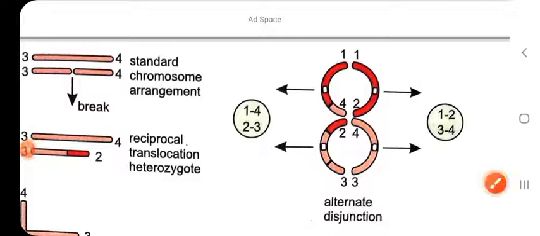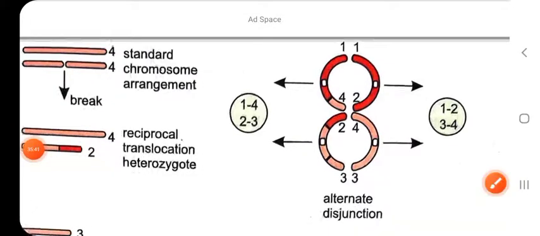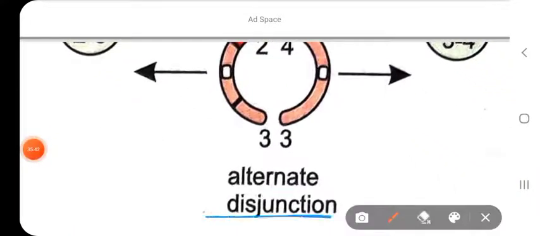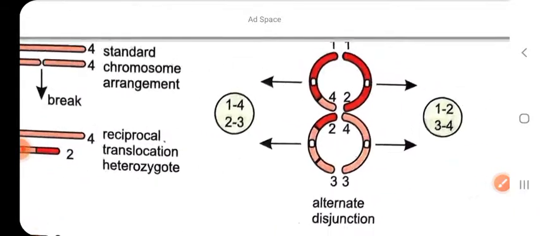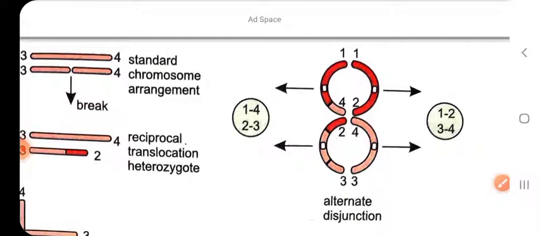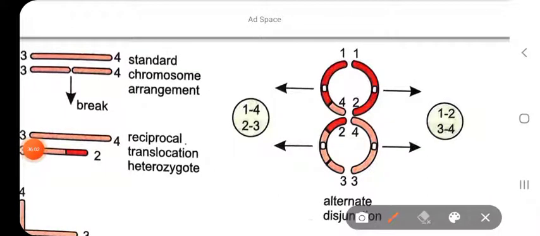Well, disjunction, as you know from the name, means the separation of chromosomes to migrate to the opposite poles during cell division. So you see a peculiar 8-like configuration. In this case, both normal chromosomes move to one pole and the translocated chromosomes move to the opposite pole at anaphase 1.